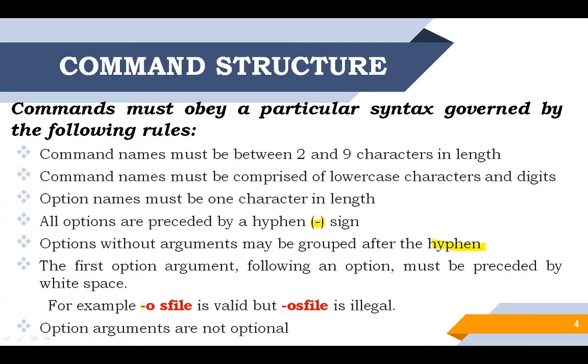Just see the example here. Hyphen sign is there, then o is the option and s file is the argument. But if you combine this option and the argument, that will be illegal, meaning it is going to give an error. Option arguments are not optional. Even if our options have some arguments, those arguments are not optional. Compulsorily you have to give those arguments to your options.